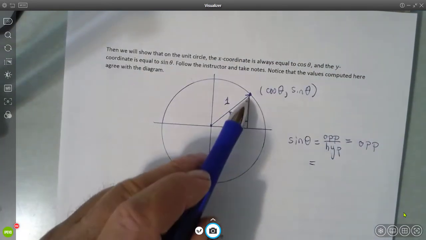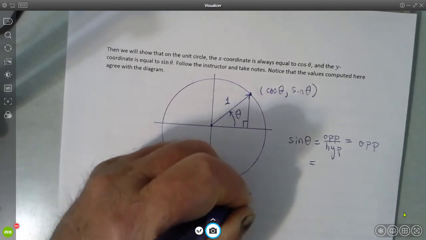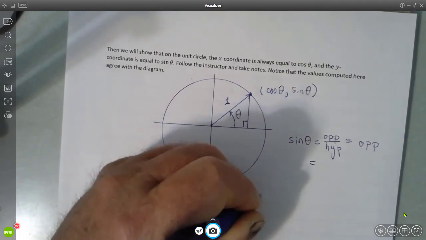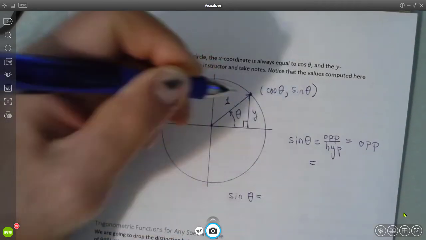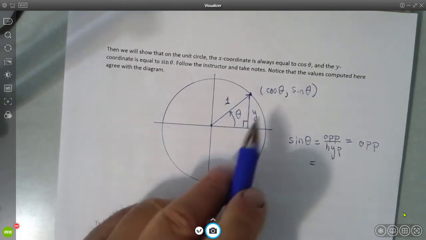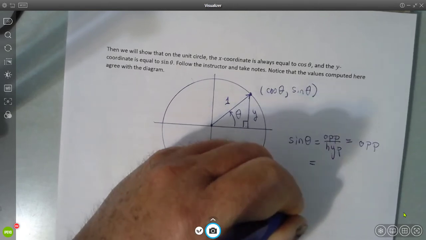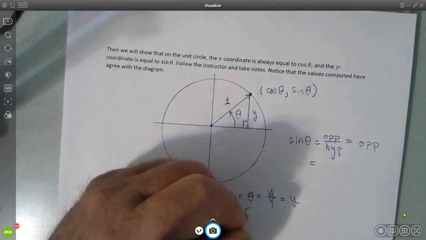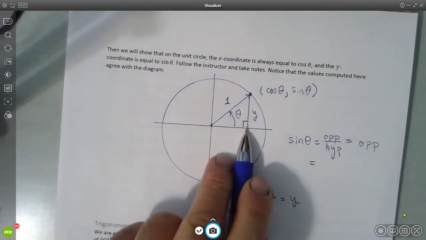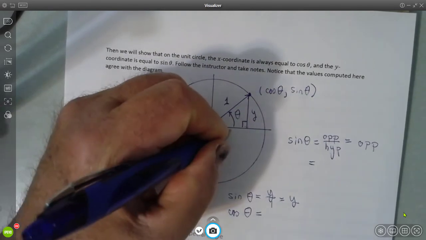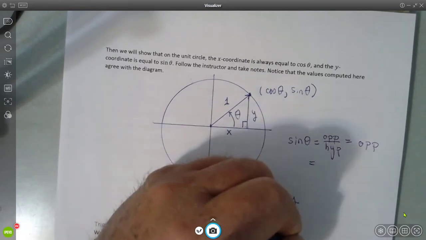And what is that height? Well, that height, take a look at it. If we computed the sine of theta, it would be this distance right here, which is the y-coordinate, right? So that'd be y over 1, the y-coordinate. And what about the cosine of theta? Well, the cosine of theta would be this distance right here. That's the x-coordinate of this point. So that would be x over 1. And of course, that's just plain old x.